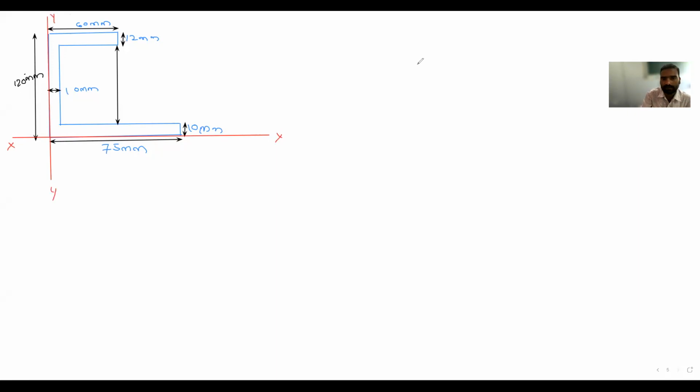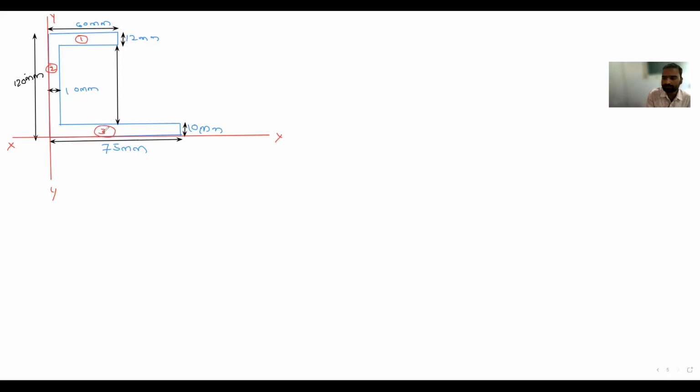Okay, so this C section is made up of how many plates? How many segments? 3. So top one, bottom, this is one. In the previous example, I took the bottommost as first and the topmost as second. In this problem, I will take this as the first one. However, you can take anything. I will take this section as the second one, and this section as the third one.